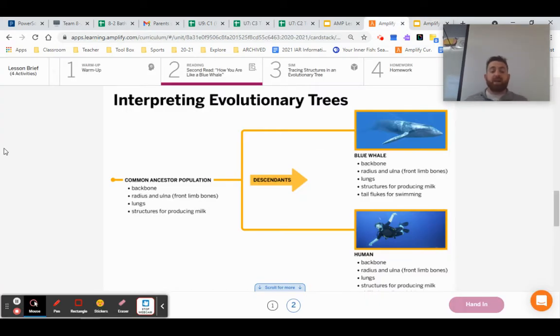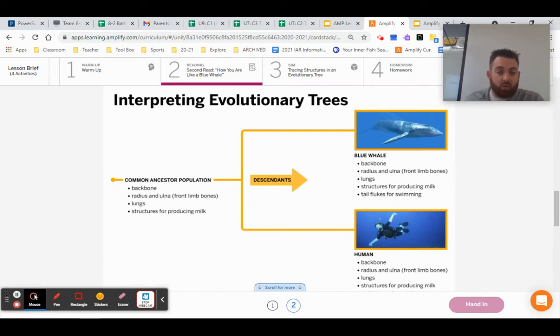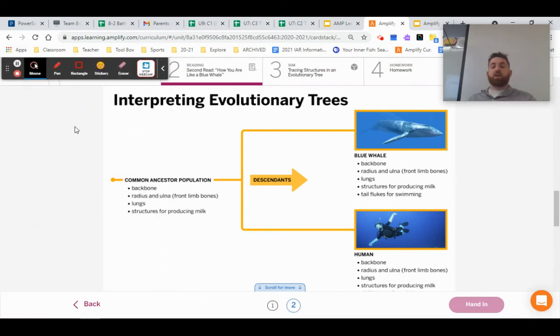So this was the diagram that you had to review and then answer questions about. And I didn't give you a lot of information because I wanted to see what you could pick out of this. But whenever we look at this evolutionary tree, what we're really looking at is what relationship our organisms have with our descendant organisms have with a common ancestral population.